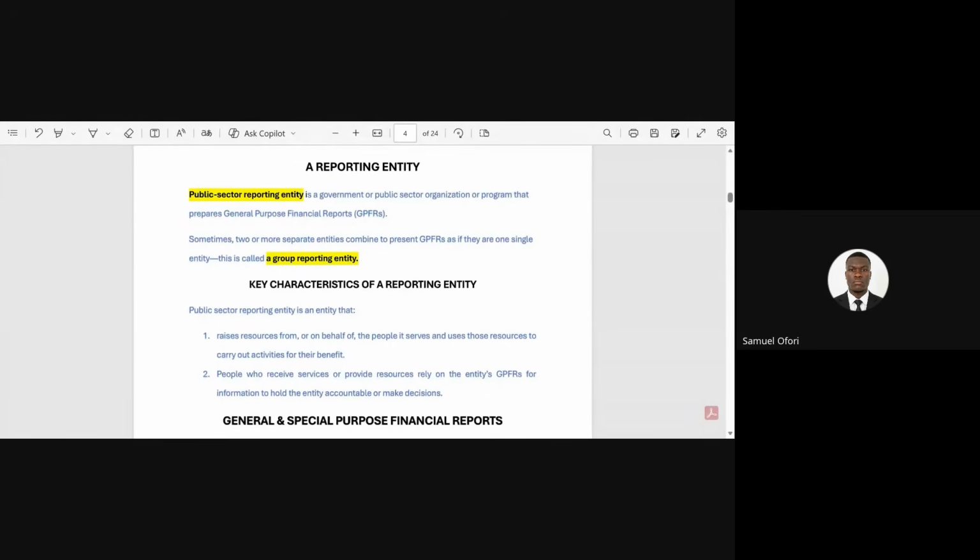Thank you. Exactly. So the first characteristic is that the government, I'm just using the government as an example. Okay, please let's all pay attention. So the government raises resources from us by taking taxes from us, right? And in return, they what? They carry out activities for our benefit, the government and the citizen. And at the end of the day, we the citizens are also going to rely on the entities taking the taxes from us, on their general purpose financial reports, to hold them accountable and also make decisions. So those are the key characteristics of what? A reporting entity.